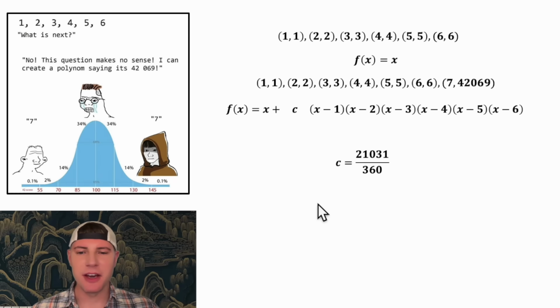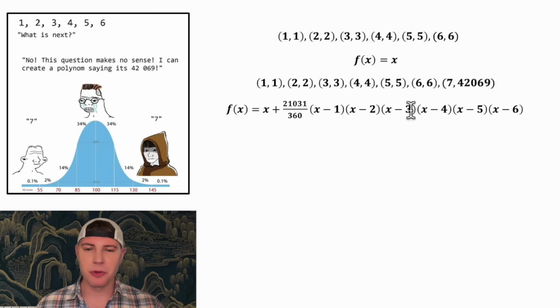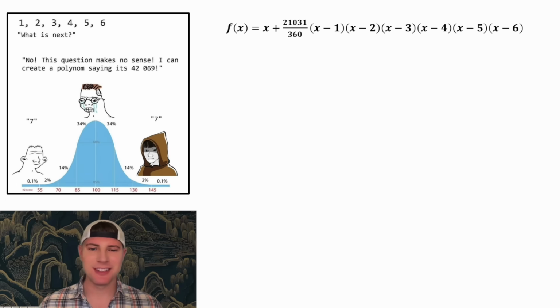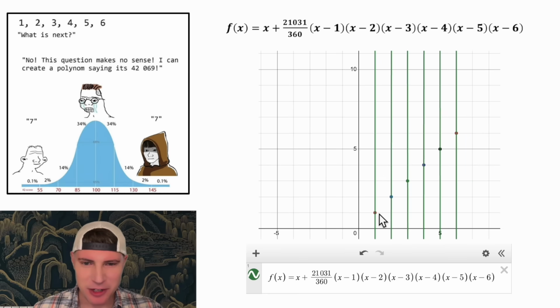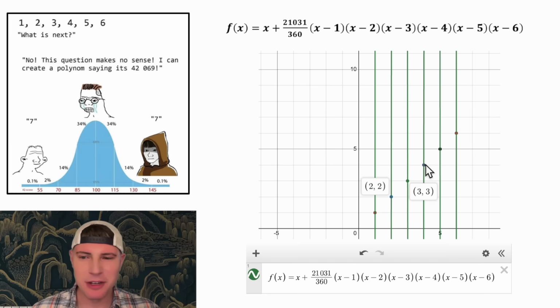So in this f of x, in the place of c, we can plug in this. And that is the answer to our question. This function will go through 1, 2, 3, 4, 5, 6, and then 42,069. You want to see it in Desmos? And here it is in Desmos. We can see that it goes through 1, 1. It goes through 2, 2, 3, 3, 4, 4, 5, 5, and 6, 6.